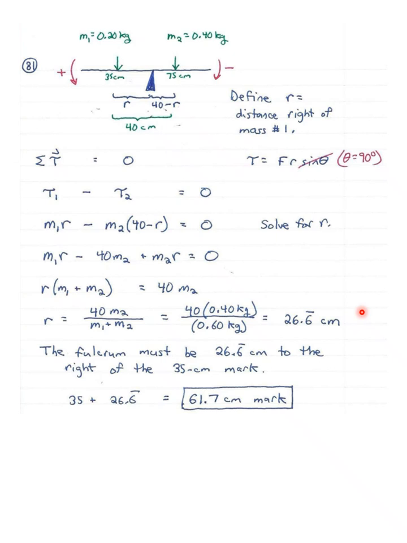Now, let's interpret what this means. We go back up to the picture. And okay, so this is how we defined R. The fulcrum must be 26.7 centimeters to the right of the 35 centimeter mark. And so 35 plus 26.6 repeating, and I'll round that to the 1/10 of a centimeter, we get that the fulcrum needs to be at the 61.7 centimeter mark.